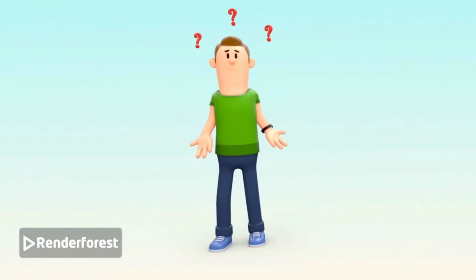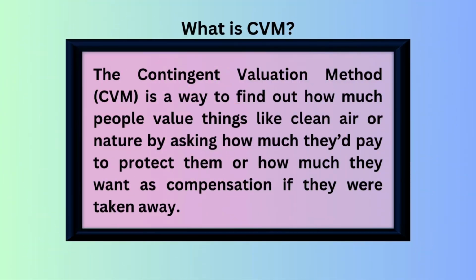What is CVM? The Contingent Valuation Method is a way to find out how much people value things like clean air or nature by asking how much they would pay to protect them, or how much they would want as compensation if they were taken away.